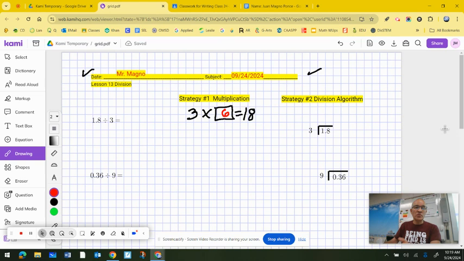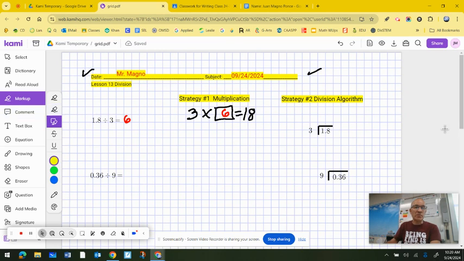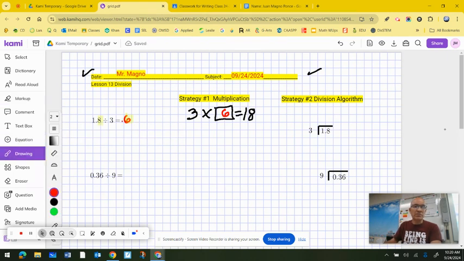So now you know that the answer will be 6 right here, but there is a caveat. There should be a decimal point. As I mentioned before, if the dividend has a decimal in it, that means the answer must have a decimal, which means you need to place a decimal before the 6. So that will be your answer. That is one way. Now, let's look at division closely.